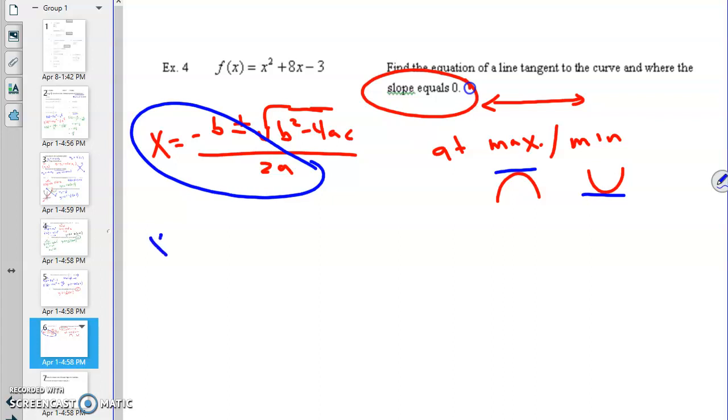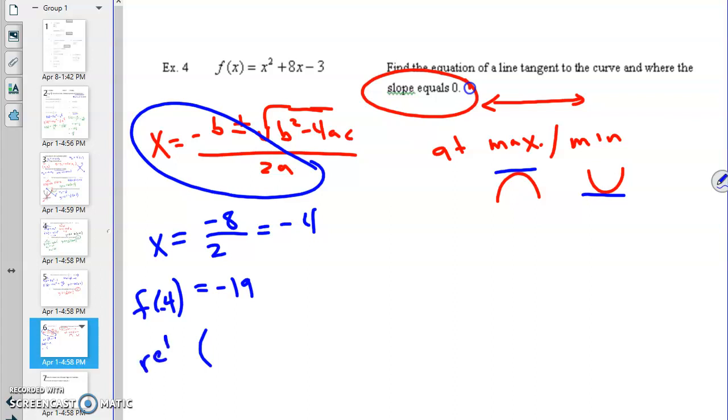So if I said x equals, what's b? 8. So what's negative b? Negative 8. What's a? 1. So 2 times 1 is 2. So the x-coordinate of the vertex of that function is negative 4. Now to find the y-coordinate, I just plug negative 4 in. And I get negative 19. So what do I know? In this case, it is a happy parabola, so it's going to be a min. The rel min is (-4, -19).